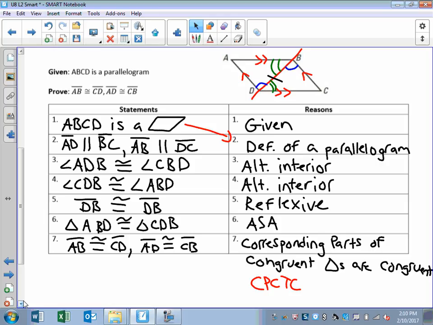Okay. Moving right along. I'm going to skip the theorems. You guys can look at those on your own. I'm going to go down to using properties of parallelograms.